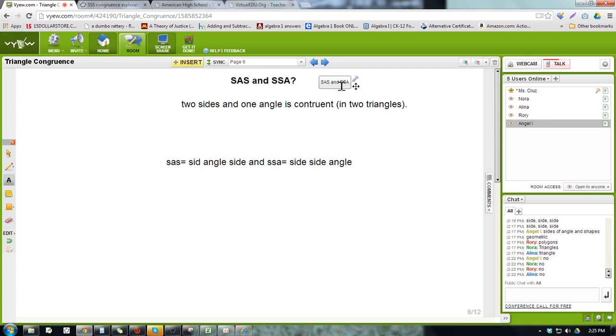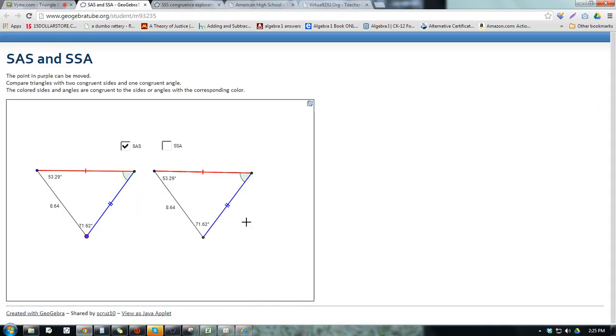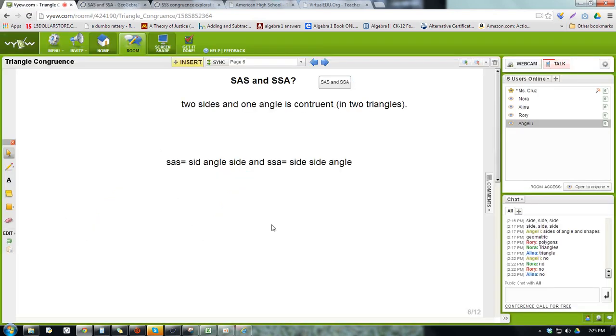So go ahead and click on the button that says SAS and SSA, and that should bring you to another page similar to the other one with two triangles. Once you have that page open and you see the two triangles, raise your hand. Okay, good. It looks like everyone has it open. You can put your hands down now.